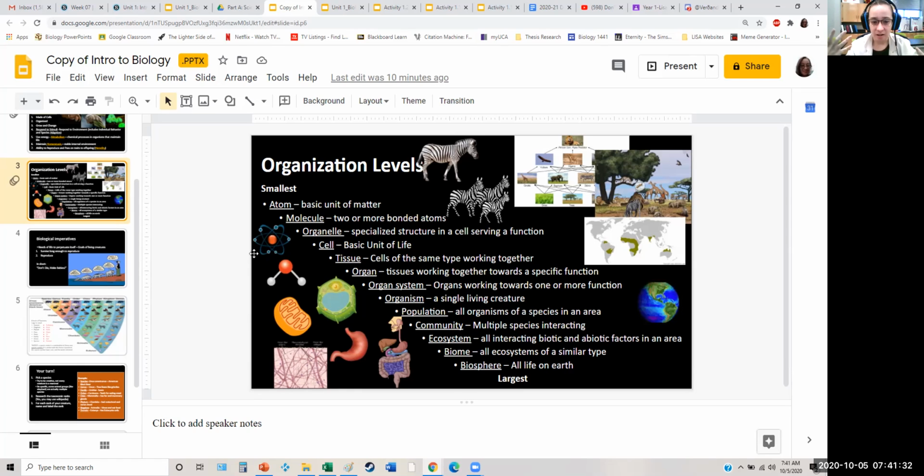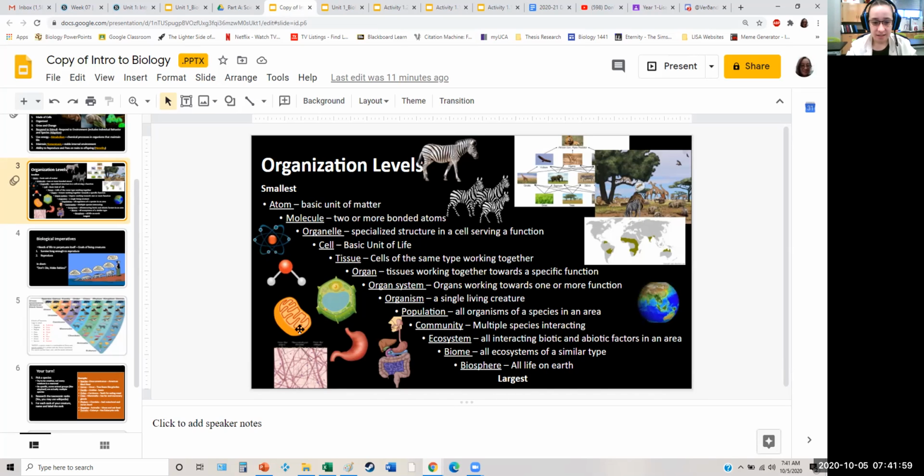An organelle is basically, think of an organ, but it's inside a cell, okay? So it's like our organs, like a liver or something, but it's inside the cell and it doesn't have quite the same function. So it's literally translated as a specialized structure in a cell serving a function, all right? And then now we go a little bit bigger.